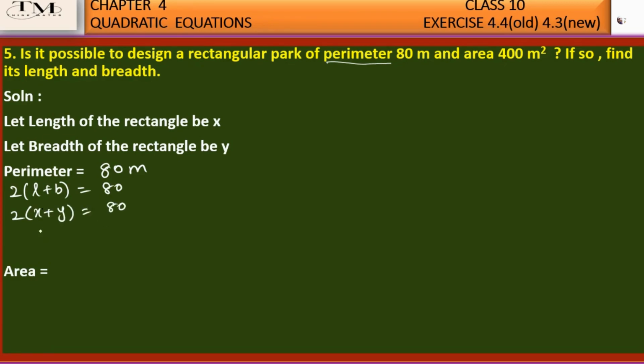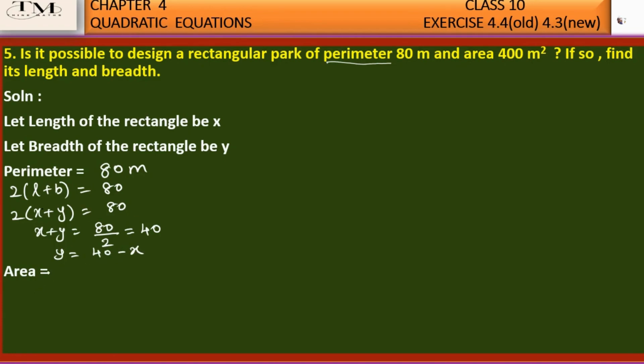So I am going to bring this 2 to right hand side. 2 is in product, so it will become division when the side changes. So 80 divided by 2 is 40. So x plus y is equal to 40. This means y is equal to 40 minus x. Plus x will become minus x when the side changes.